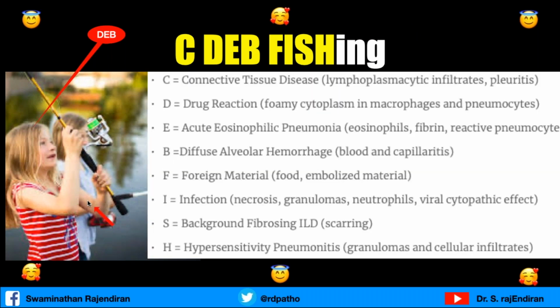Okay. C is for connective tissue disease, D for drug reaction, E for eosinophilic pneumonia, B for bleeding or diffuse alveolar hemorrhage, F for foreign material, I for infection, S for scarring with background fibrosis, and H for hypersensitivity pneumonitis. This is a very nice mnemonic. I love it. Again, I am borrowing it from 6pattern.org.